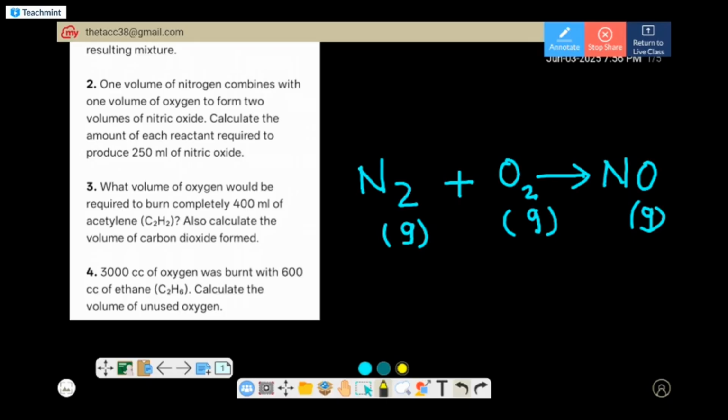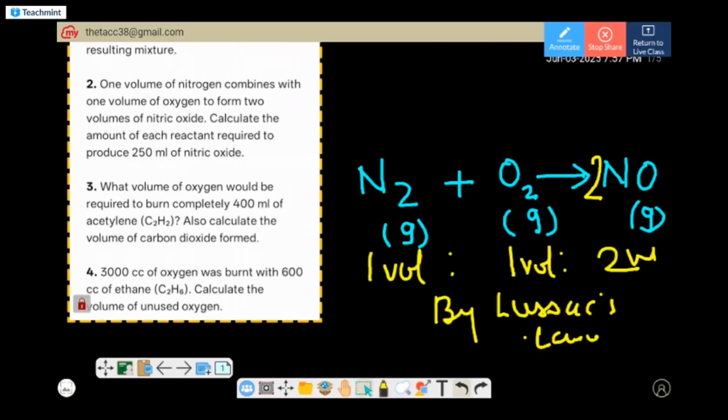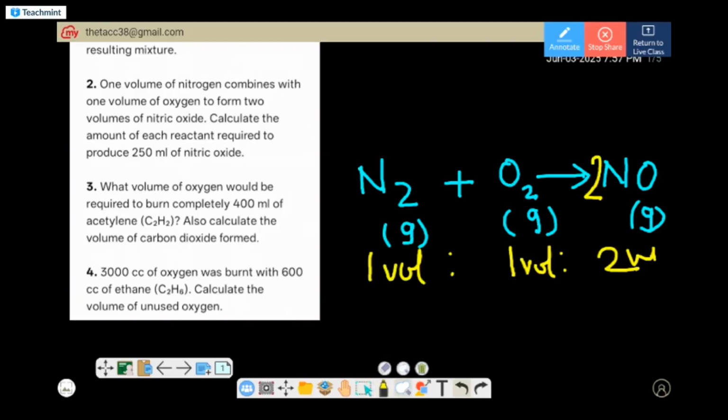So that is your first work done. Second work is you write the ratio. So what is the ratio? 1 is to 1 is to 2. That's your second part. Now I'm not going to be writing every time, but when you write the ratio, write volumes. It's one volume, one volume and two volumes. And this is according to Gay-Lussac's law. You can write Gay-Lussac's law, or shortly write Lussac's law. That's all.